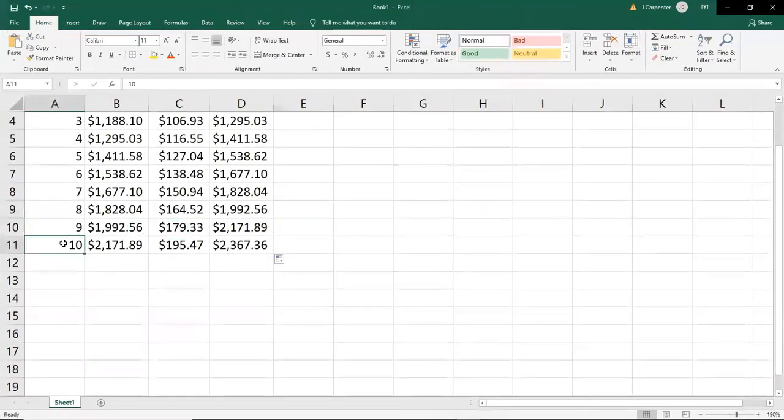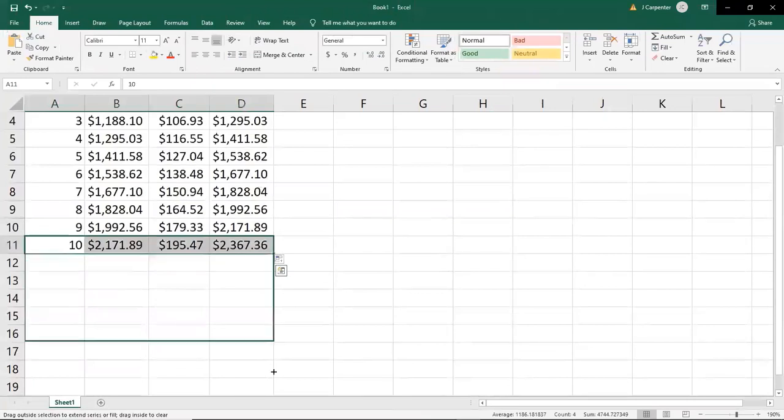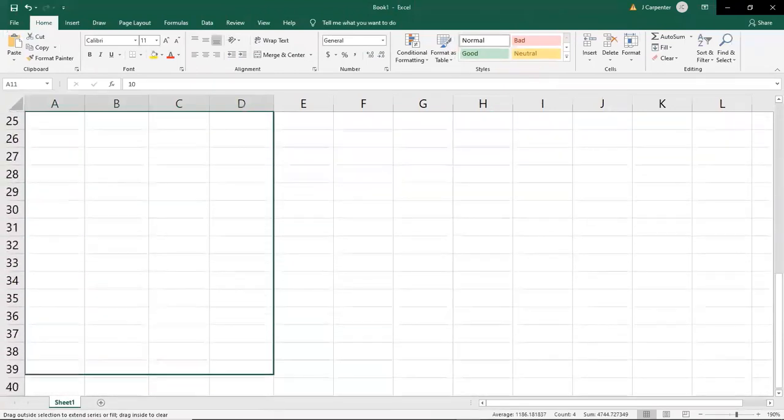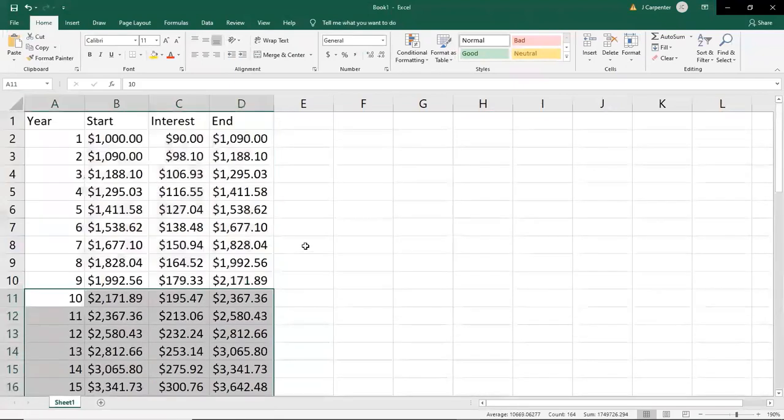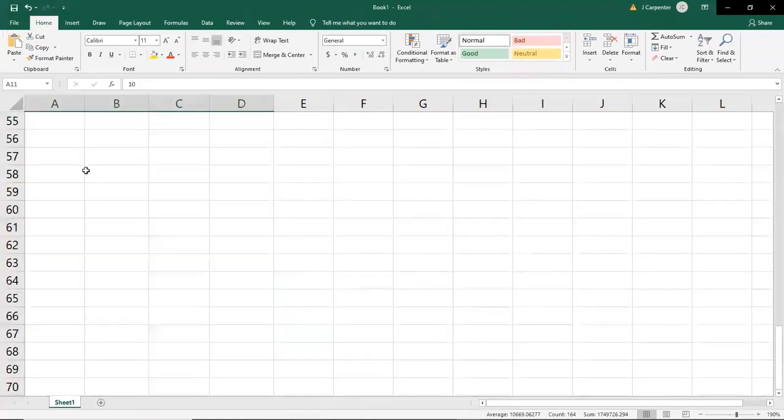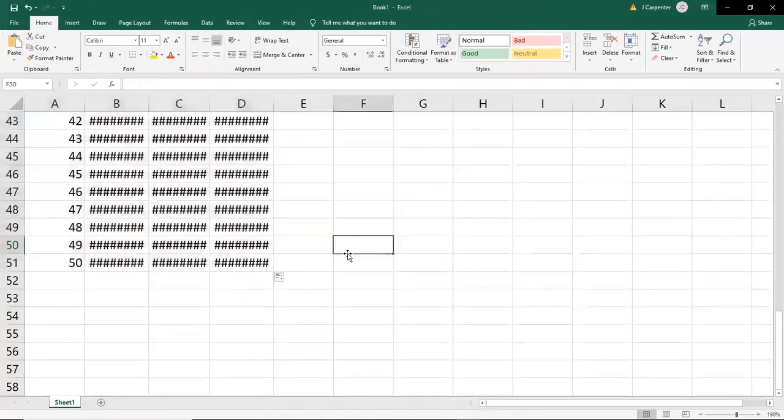Well, I can just grab all these cells now, drag it down. Now you might think, oh, we'll just go until you're on row 50, but that's not quite right. You have to go to 51 because the first row was labels. So year 1 was actually in row 2, which means year 50 is in row 51.